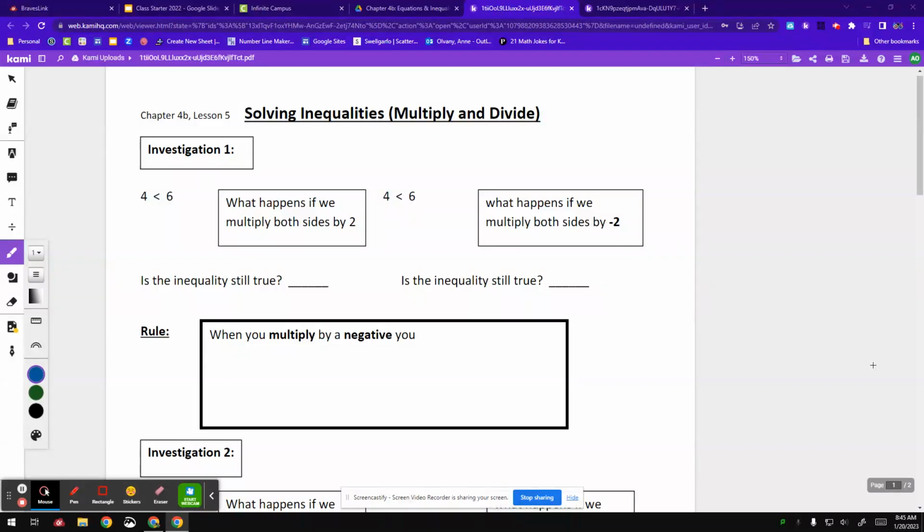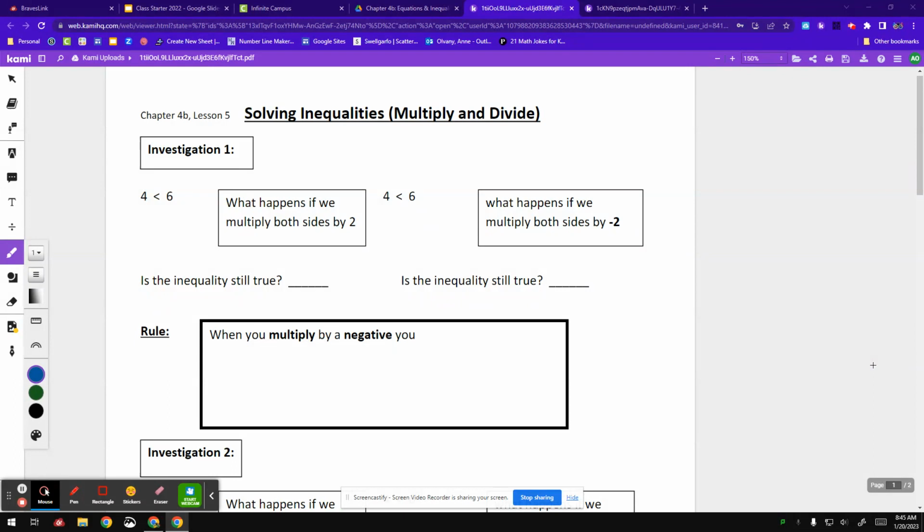Chapter 4B, lesson 5, multiplying and dividing. Today, things get a little wacky. So you're going to want to open those ears and listen, because you're going to need to be on high alert for something in particular when we're multiplying and dividing.